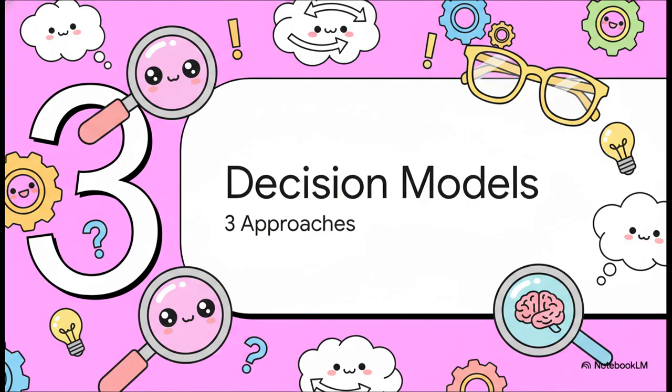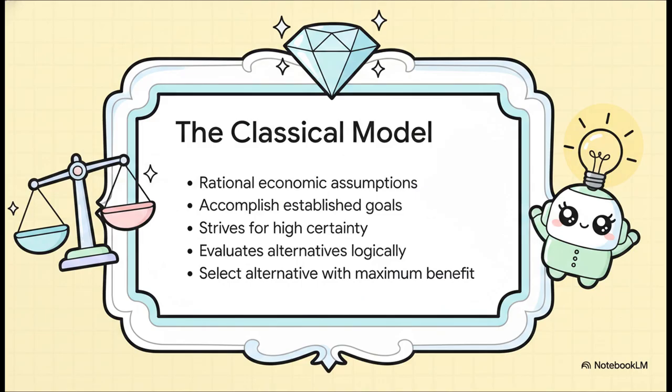Section 3. 3 decision-making models. So, a great question to ask here is, how do managers actually face down these wicked decisions, or even just their everyday problems? Well, they use different lenses or models to tackle them. Let's look at the 3 primary models.